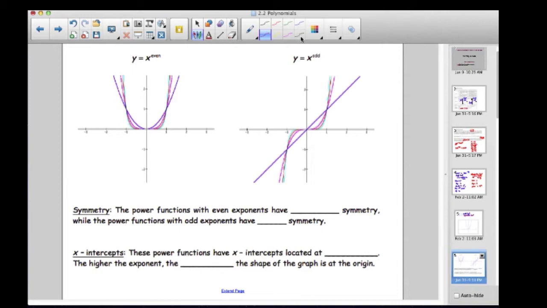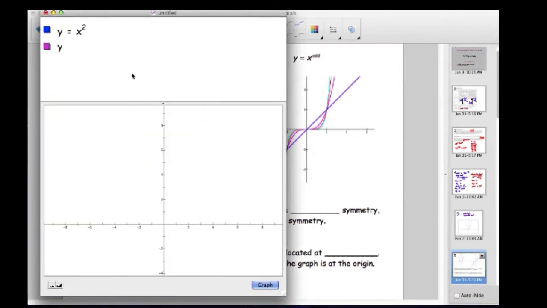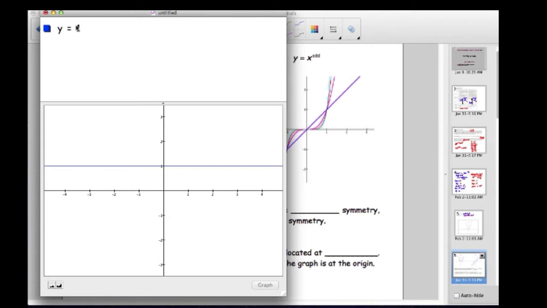Let's actually look at these on the grapher so we can see them one by one. Well, we first of all know that y equals 1 is a power function because we have x to the 0 here, and it has even symmetry. We see that there are no x-intercepts when we have x to the 0. y equals x squared also has even symmetry. y equals x to the 4 has even symmetry.